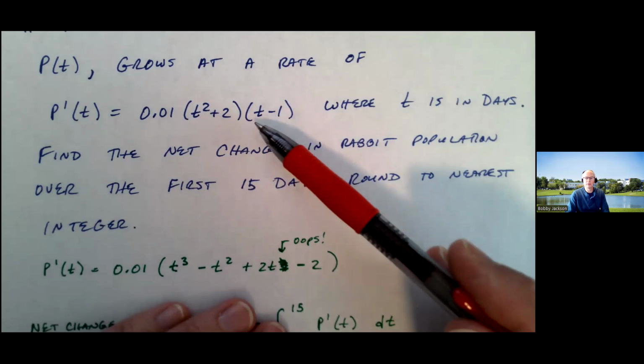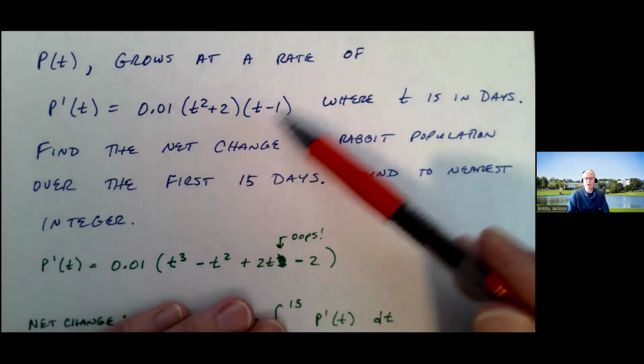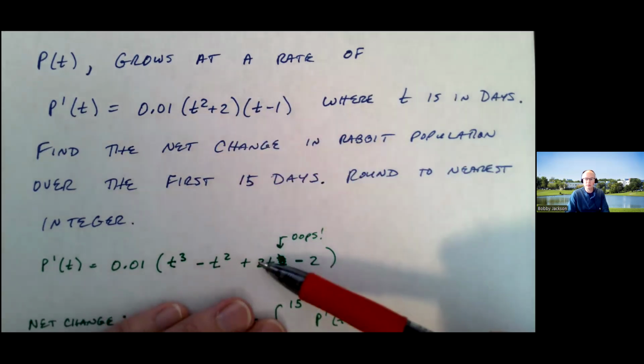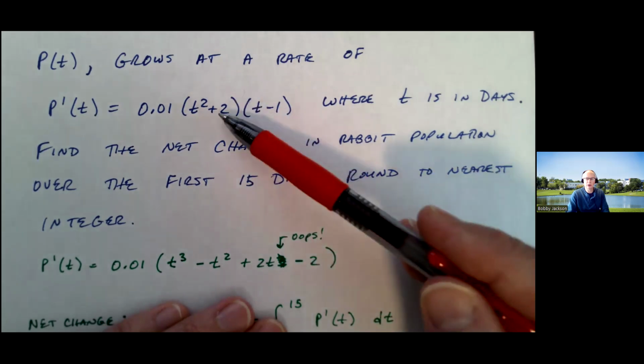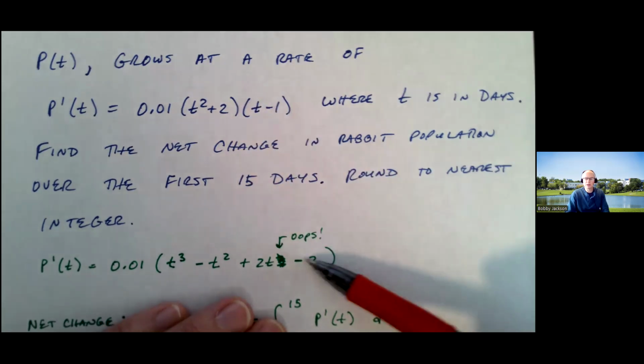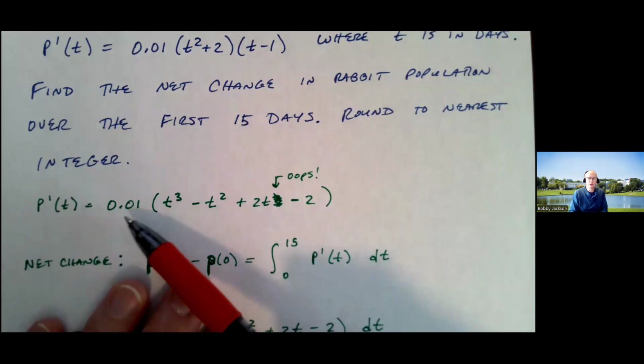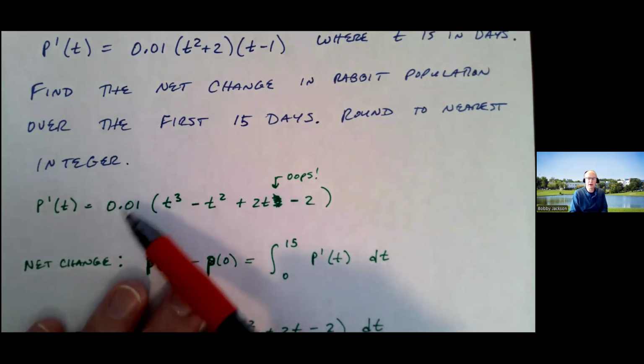So first times first gives me t cubed. The outer is negative t squared. The inner is positive 2t. Made a little mistake there, sorry. 2 times negative 1 is negative 2. Of course, the 0.01, we could distribute it, but I'm going to leave it out here.